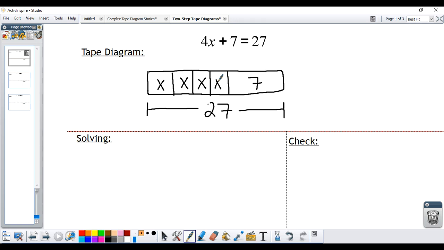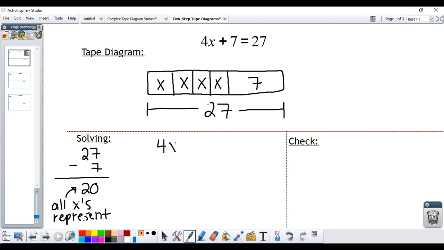So if I added something to 7 to get 27, I'm going to subtract the 27 and the 7 to get 20. So this 20 is what all of my x's represent. So I know that all of my x's, there's 4 of them. So if those 4 x's are 20 altogether, well, that means that I did 4 times something to get 20. So I'm going to do 20 divided by 4 to get that x is equal to 5.